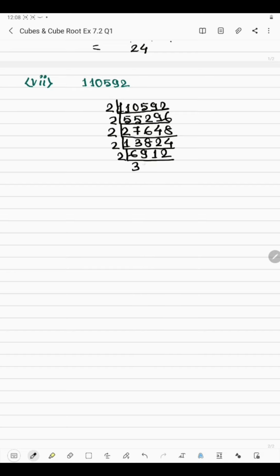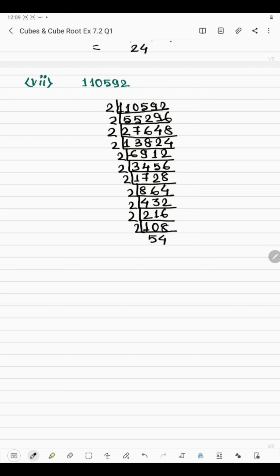Then 2 3s are 6, 2 4s are 8, 2 5s are 10, 2 6s are 12. 2 1s are 2, 2 7s are 14, 2 2s are 4, 2 8s are 16. 2 8s are 16, 2 6s are 12, 2 4s are 8. 2 4s are 8, 2 3s are 6, 2 2s are 4. 2 2s are 4, 2 1s are 2, 2 6s are 12. Then 2 1s are 2, then 0, 2 8s are 16. 2 5s are 10, 2 4s are 8. 2 2s are 4, 2 7s are 14, 3 9s are 27, 3 3s are 9, 3 1s are 3.